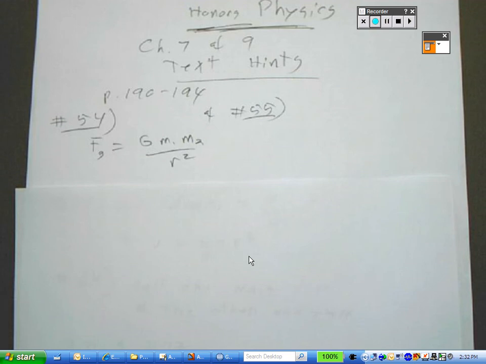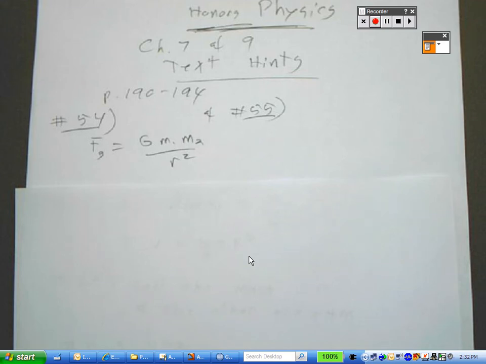Hey Honors Physics students, this is what you've been waiting for, the Chapter 7 and 9 textbook hints. Starting at page 190 to 194, the assignment for Chapter 7, this is primarily about gravity and the effects of the force of gravity.